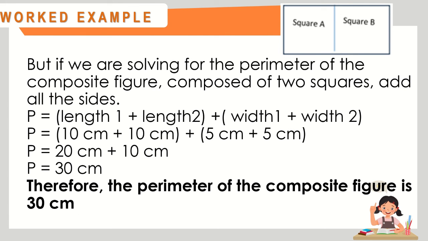But if we are solving for the perimeter of the composite figure composed of two squares, add all the sides. P is equal to length 1 plus length 2 plus width 1 plus width 2. P is equal to 10 cm plus 10 cm plus 5 cm plus 5 cm. P is equal to 20 cm plus 10 cm. P is equal to 30 cm. Therefore, the perimeter of the composite figure is 30 cm.